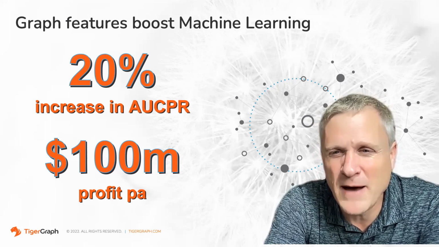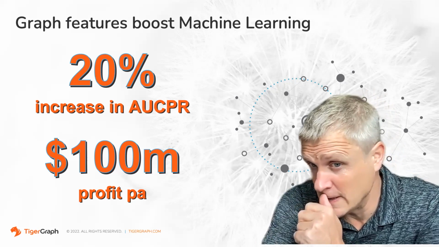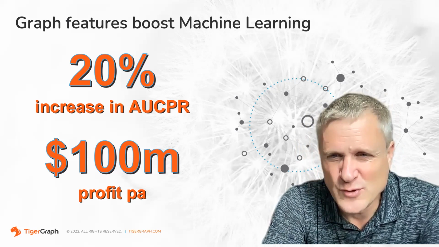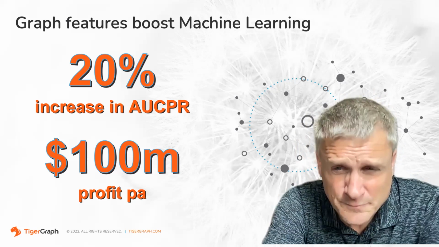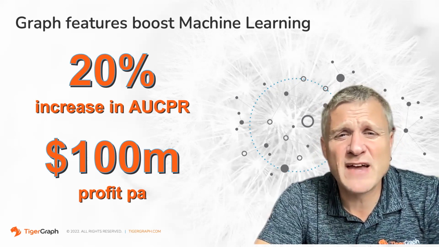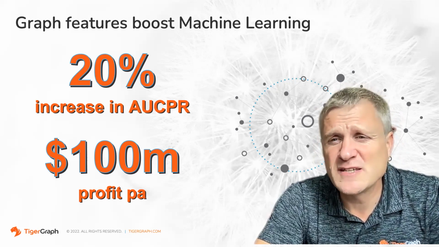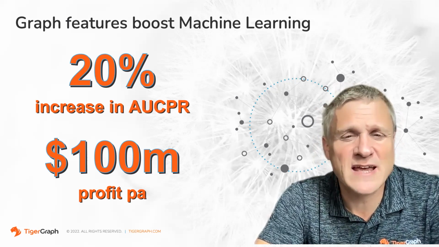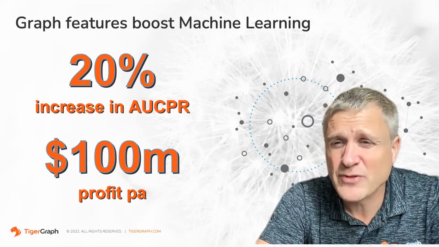But a massive step up in the performance of those models through using graph, right? It actually wasn't that difficult. The result for those banks, more than one of them, is saving over $100 million in profit per annum, right? Making $100 million of profit, saving $100 million of costs per annum through doing this, right?